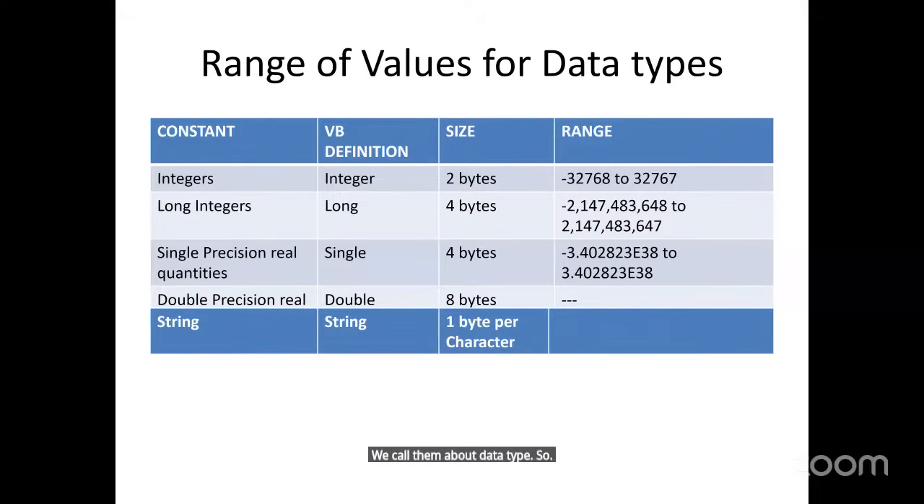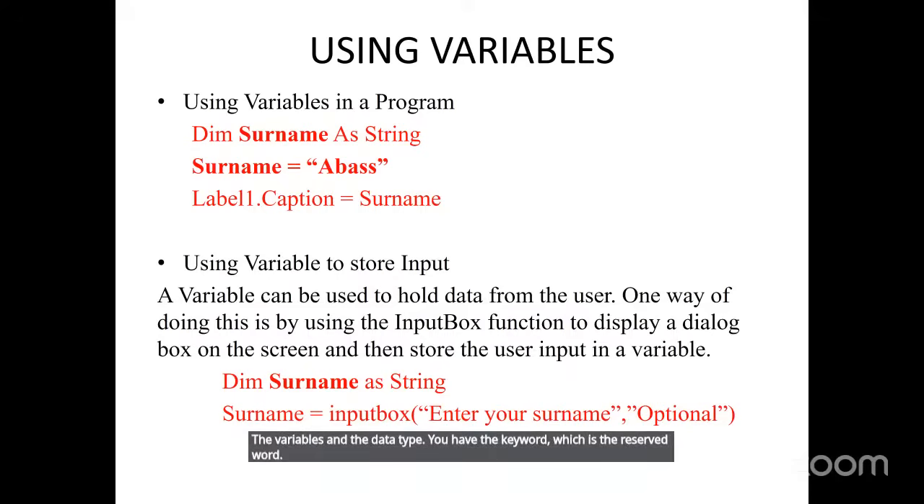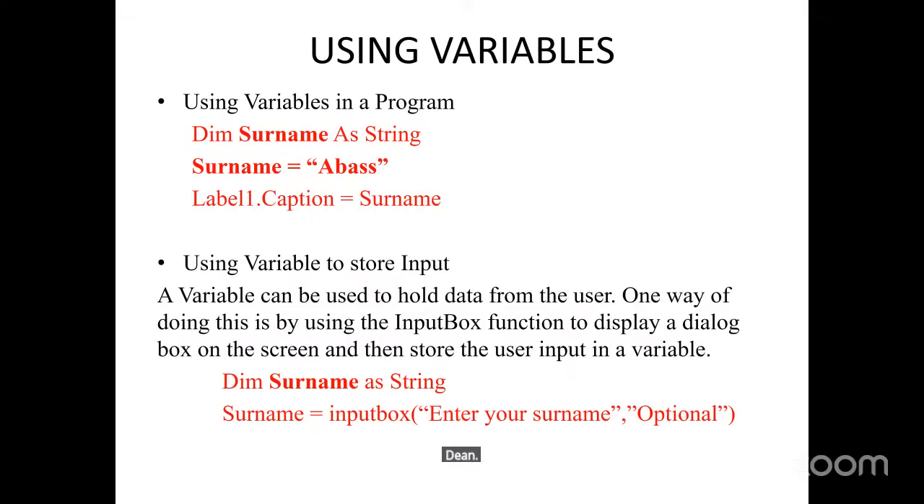For example, in VB, we have integer, long, single, double, string. These are basically the data types that are used in VB. So let's look at a typical example of combining the variable and the data type. You have the keyword, which is the reserved word, Dim. Then you have the variable name, which is surname. You have another reserved word, As. Then you now have the data type.